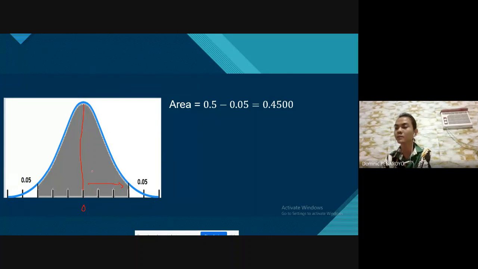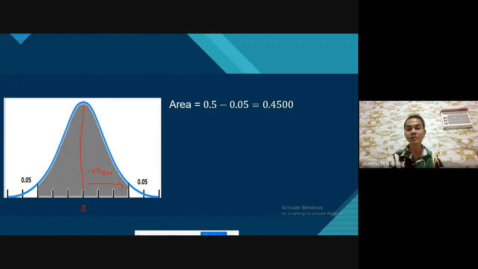So this is 0.4500 because the total area of the half of the normal curve is 0.5. So all we need to do is subtract the right tail from 0.5. So we will have 0.5 minus 0.05, so that is 0.4500. So this is the area that we need to locate using the z table.